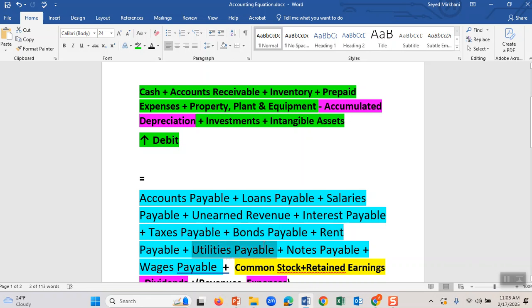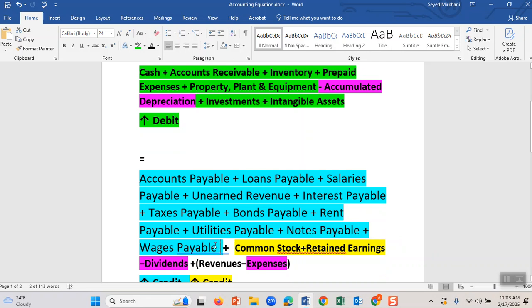Utilities payable. Businesses have utilities payable. Maybe that garage has some electricity or something. Notes payable, that is again some type of payable. Wages payable, and these are the liabilities. And we have to add them to the owner's equity. What about our owner's equity?